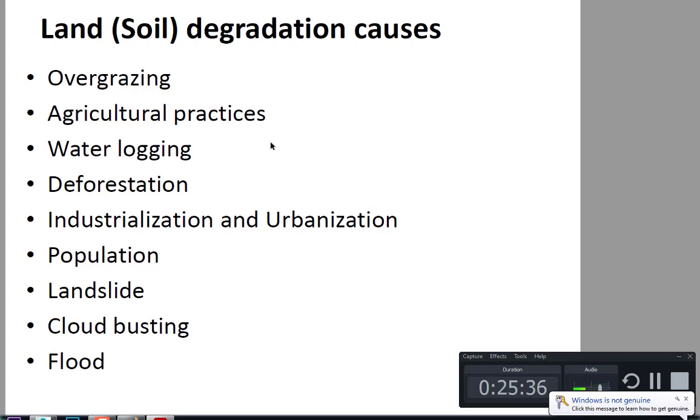Similarly, floods in plain areas are responsible for land and soil degradation.